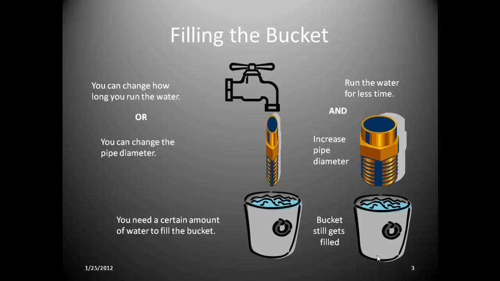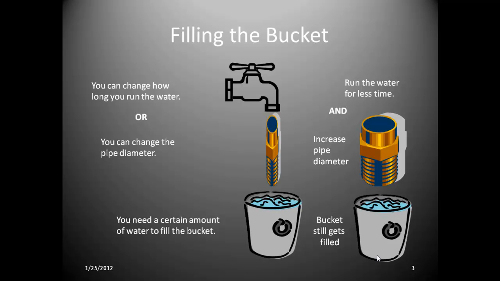Now, depending upon how big your bucket is, you're going to have to keep your water on going through the pipe or the hose for some amount of time to fill up the bucket. If you put on a bigger hose or a bigger pipe, then you won't have to keep the water on so long. Also, if you use a real small pipe or a real small hose on the end of your water faucet, it will take you longer to fill up a similar size bucket.